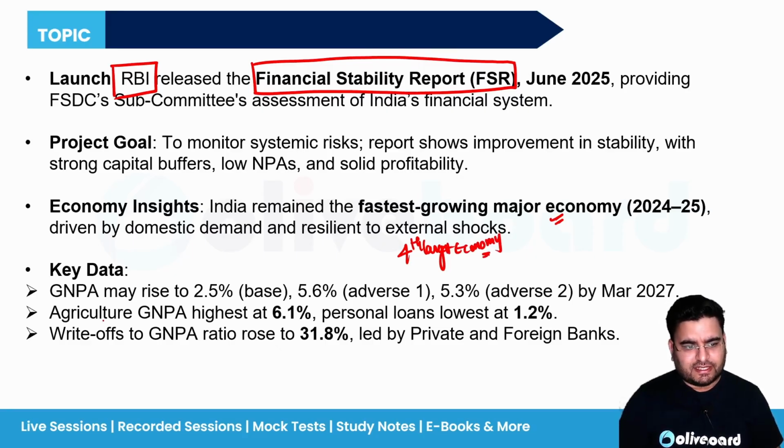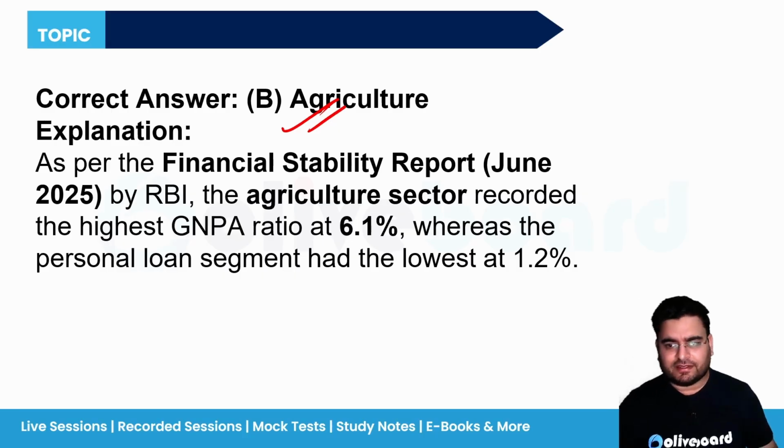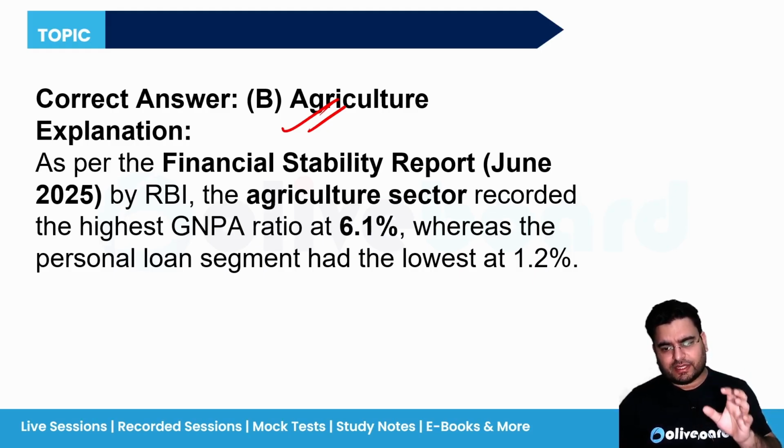So they've said that agriculture gross NPA is highest at 6.1%, then personal loan 1.2%. Okay, so please remember, the highest NPA is in agriculture. Okay, why is it happening? Can anyone tell me? See, in agriculture, there are certain schemes. For example, the Kisan Credit Card, where the farmer can now get a loan up to 5 lakh rupees. Earlier it was 3 lakh, but in this year's budget they have increased the limit to 5 lakh rupees. And also that money is collateral free.